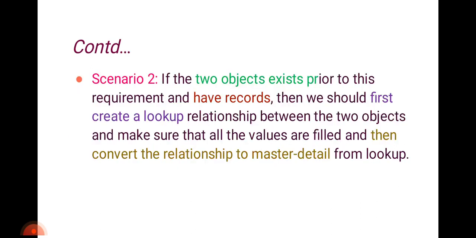Now there can be a second scenario, that if the two objects exist prior to this requirement and have records, then we should first create a lookup relationship between the two objects and make sure that all the values are filled, and then convert the relationship to master detail relationship from lookup.